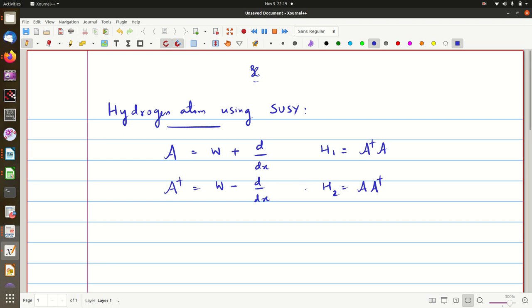And so typically, H1 will come out to be minus d squared by dx squared plus W squared minus W dash, and H2 will come out to be minus d squared by dx squared plus W squared plus W dash. Here W is called the superpotential. If H2 and H1 are related by some constant, which is not a function of position or momentum operators, then the SUSY technique would easily give rise to the various eigenvalues and eigenvectors. So, this is the overall idea.